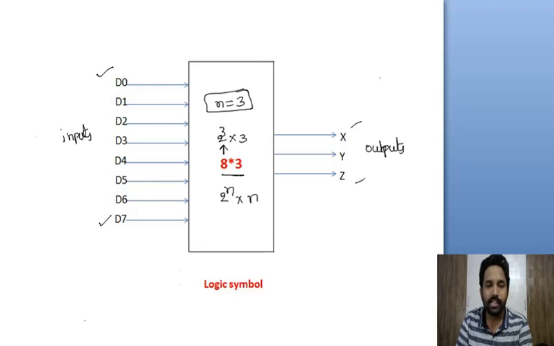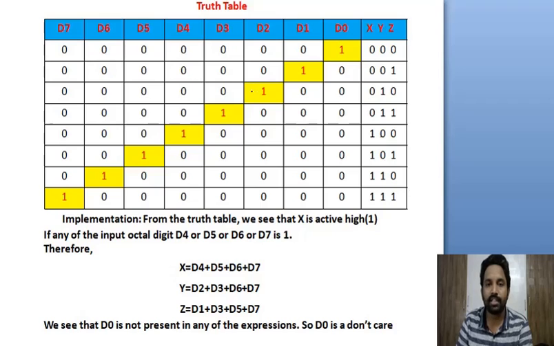Now with this we need to understand the truth table. Observe here, the input lines are D0 to D7, and the output lines are X, Y, Z. Now the point is, out of all these inputs, only one input is activated at a given time. Observe this first row, only one input is activated, that is only D0 is activated.